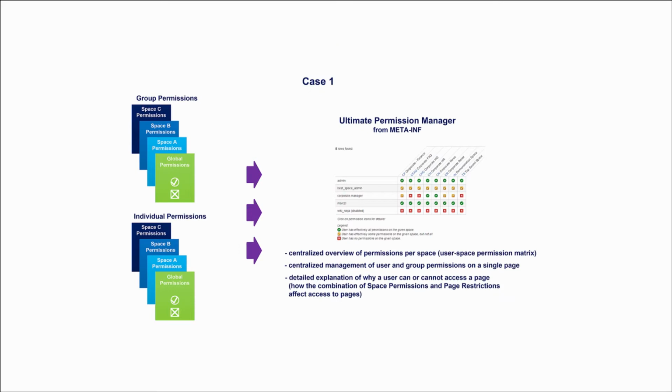For such cases, we recommend you to use the Ultimate Permission Manager app from MetaInf. This app allows you to view user permissions per space on a single page in the user space permission matrix. You can modify individual or group permissions for multiple spaces simultaneously without visiting the space directly. With the help of Ultimate Permission Manager, you can easily find out why a user can or cannot see content in your space.